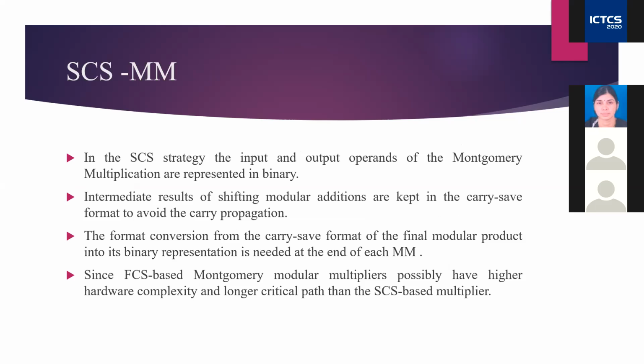In semi carry save Montgomery modular multiplication, the input and output operands of the Montgomery multiplications are represented in binary. Here, the intermediate results are kept in carry save format. The main advantage of keeping the intermediate result in carry save format is to avoid the carry propagation and thereby reduce the delay of each operation. For the format conversion from the carry save format to the final product in its binary representation, we need an additional adder at the end of the output.